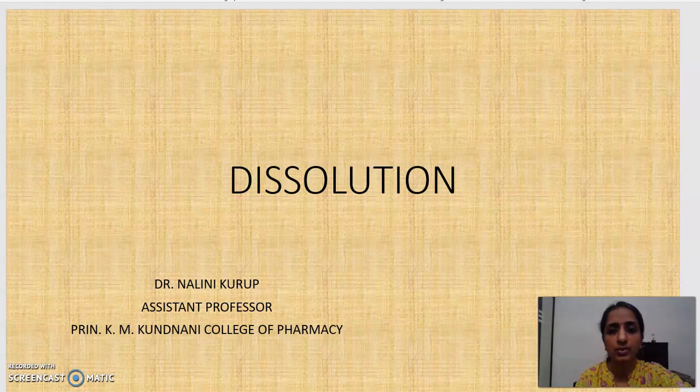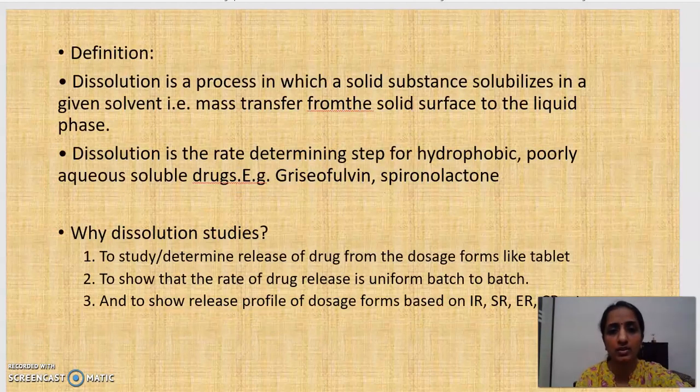In this lecture, which is the first part of the lecture on dissolution, we'll see what dissolution is and how the process of dissolution occurs. Now coming to the definition, dissolution is a process in which a solid substance solubilizes in a given solvent, that is, mass transfer from the solid surface of a dosage form into the liquid phase.